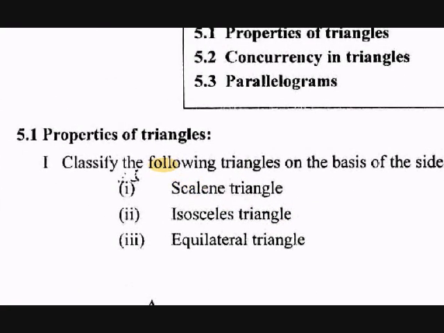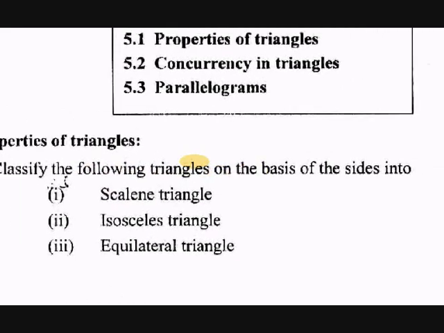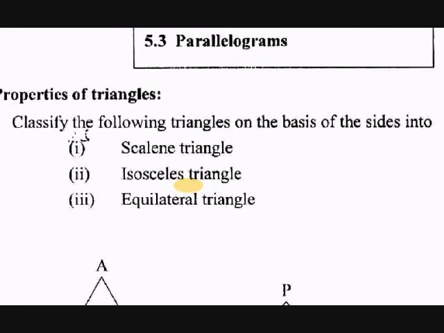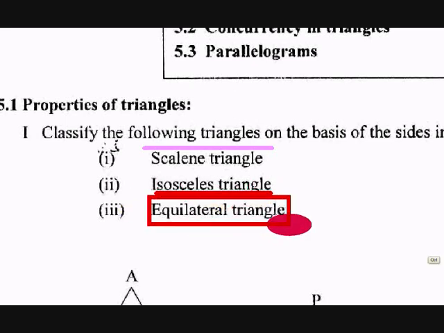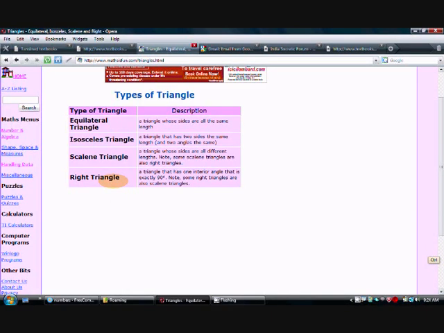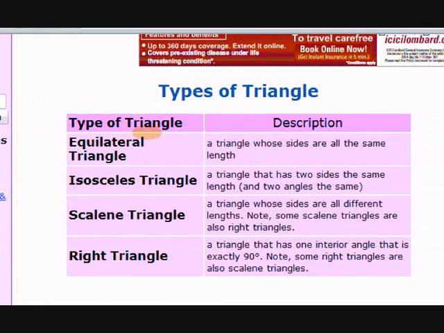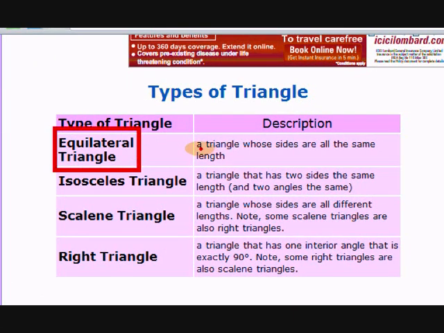Properties of triangles. We classify triangles on the basis of their sides into three types. First one is the scalene triangle. Second one is the isosceles triangle. Third one is the equilateral triangle. We come to know about the types based on the sides. A triangle that has all sides of the same length is called an equilateral triangle.